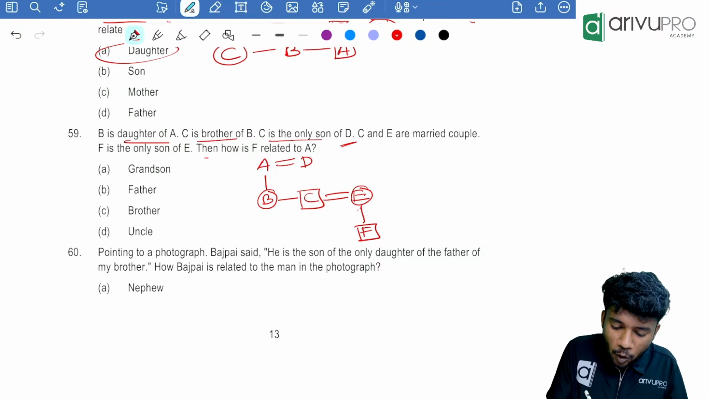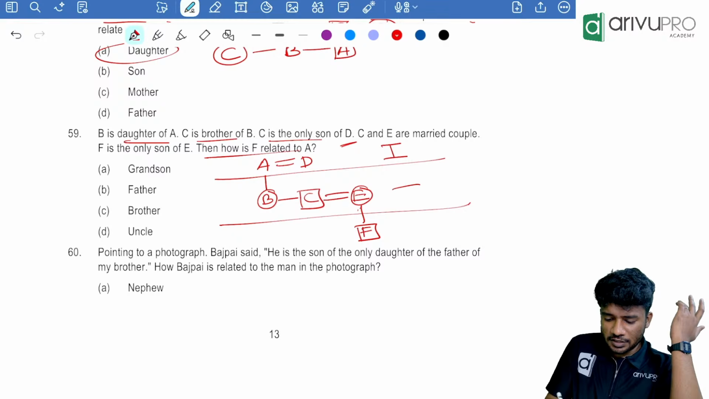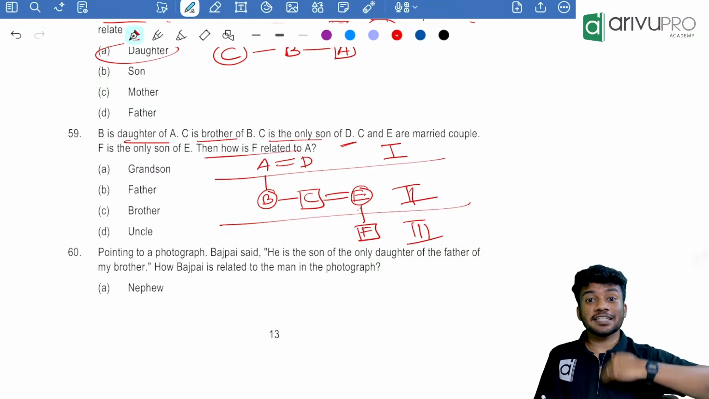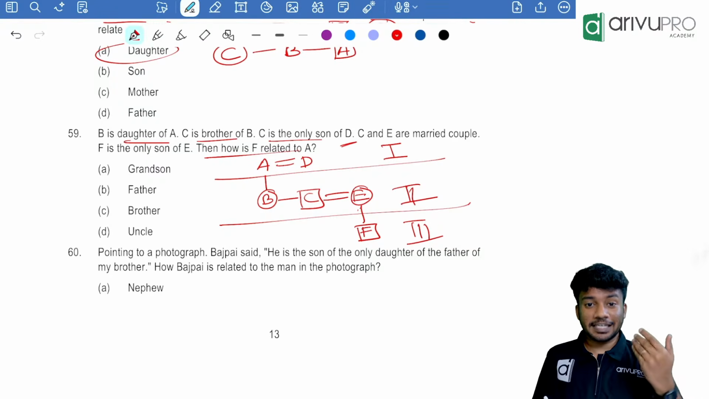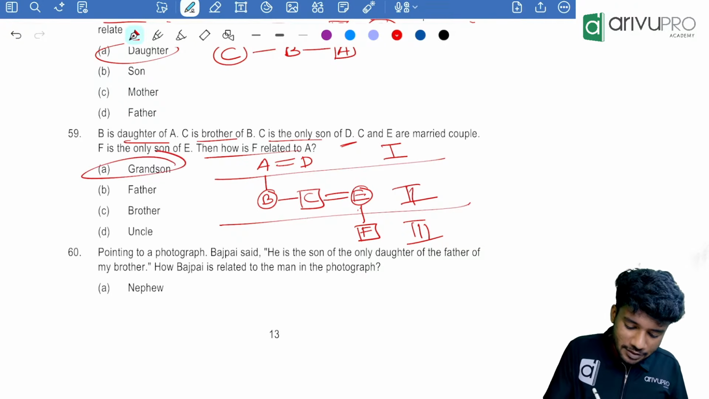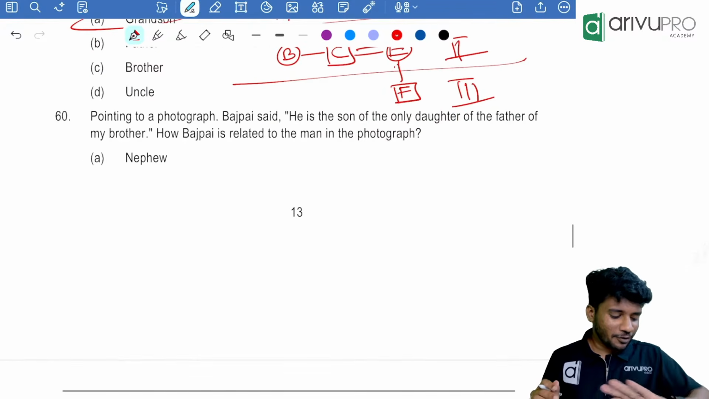Then how is F related to A? Very direct question. Look here. This is the first generation, this is the second generation, this is the third generation. Now, this F is in the third generation. Third generation means that is the grand generation. He can be the grandson or granddaughter. Looking at the gender, he is a male. So the answer is what, people? Grandson.